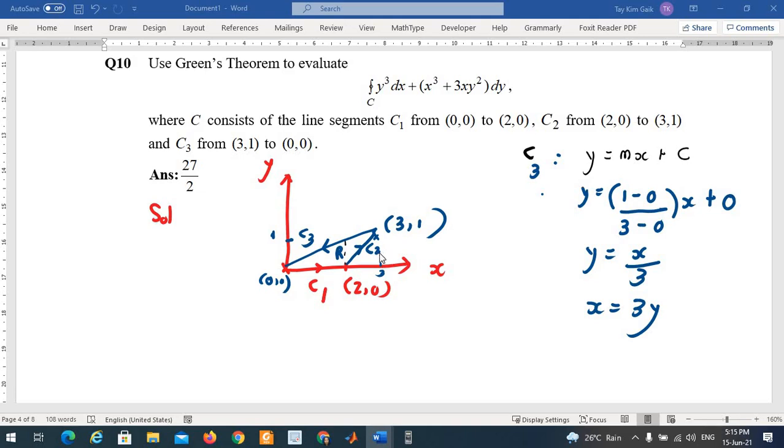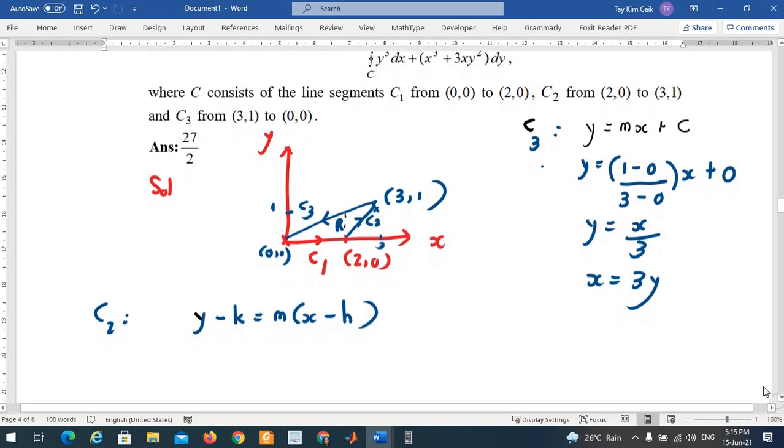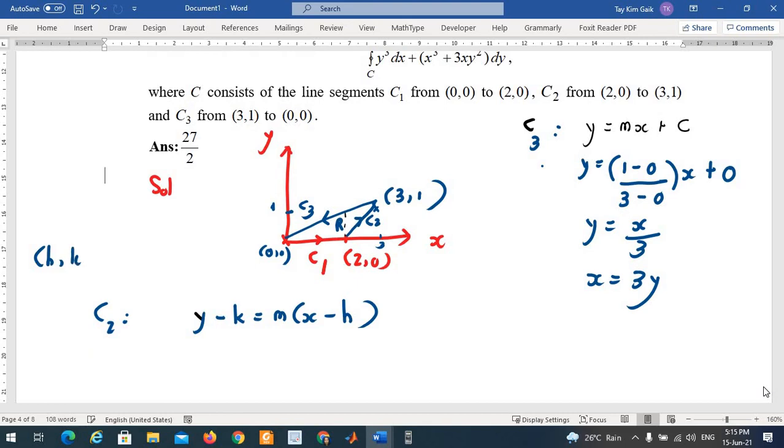We have to get the equation for curve C2 here. We have another form, let's say y minus k equals m times x minus h for curve C2, where (h, k) is any point that is passing through by this curve. You can choose (2, 0), I can choose (3, 1). Let's say for C2, I choose (h, k) as (2, 0).